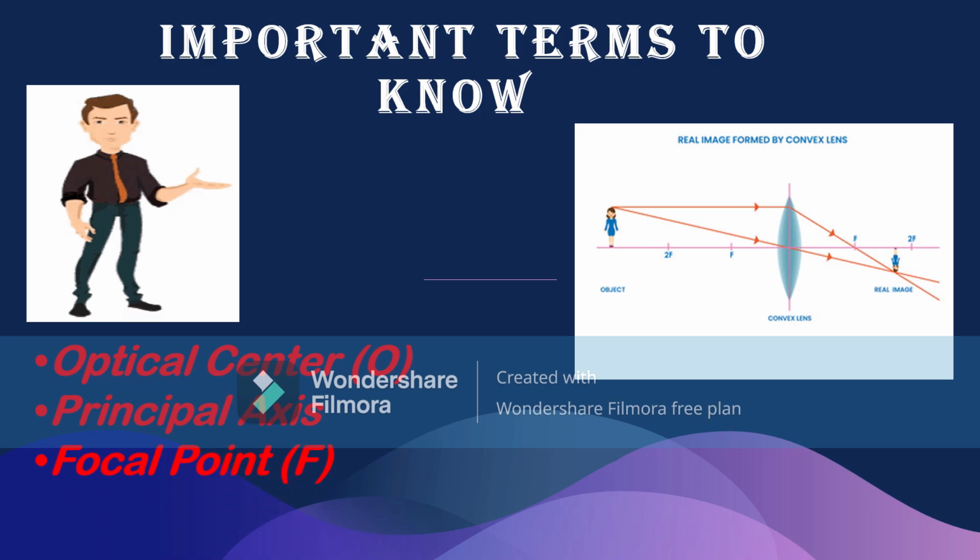Our next key point is focal point. When parallel rays fall on the lens, they meet at a point after refraction, which is called the focal point. Our radius of curvature, 2F. This point is at twice the focal length from the optic center. It helps us to decide the size and position of the image. We will use all these points in all the ray diagrams. Before that, we need to learn some rules for drawing ray diagrams.